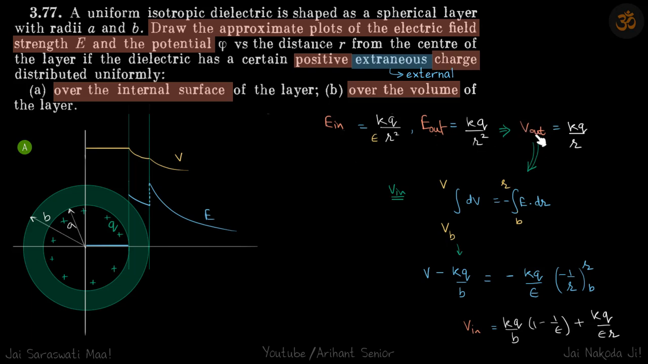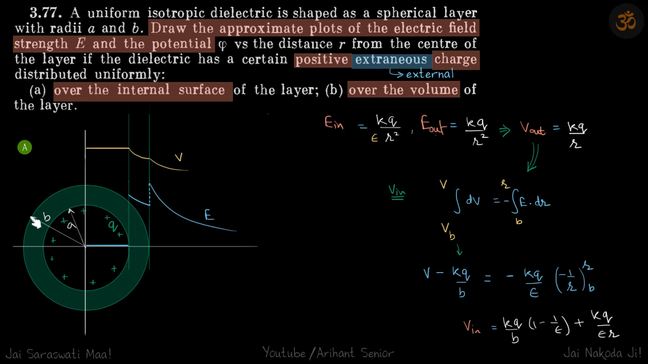The potential outside: the field is kq by r square, and if you are bringing a point charge from infinity to that point, we know that potential in that case is kq by r. So we get that also. Now the tricky part, which is the potential in between, inside the dielectric. For that, we need to move from the surface, because we know the potential on the surface. That will be when we put here the value of r as B. So that will give us the potential on the surface.